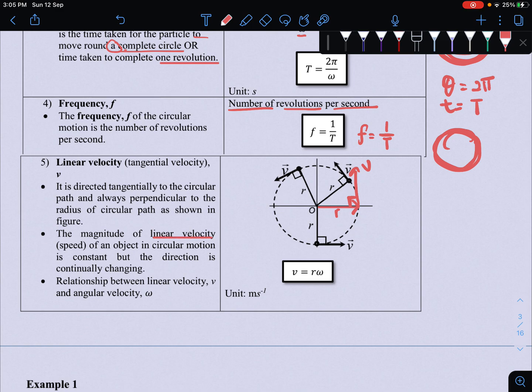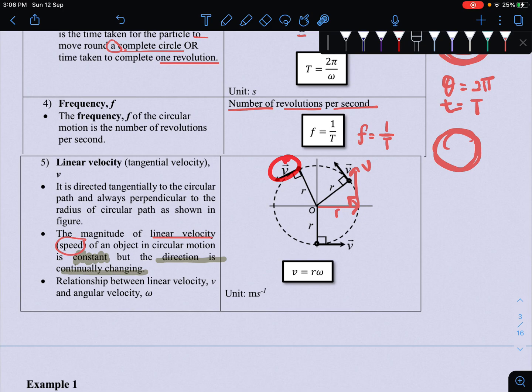The magnitude of linear velocity ataupun speed of an object in a circular motion is constant. Ini we have looked through this in our previous video. Okay, kita dah faham. But the direction of it is continuously changing. So as you can see in the diagram here, nilai V ini sama, cuma direction dia akan sentiasa berubah.